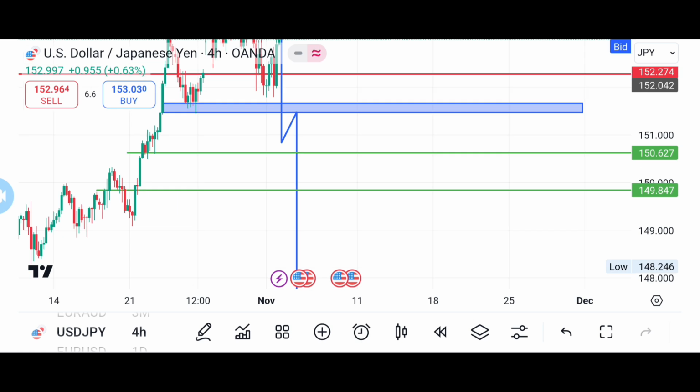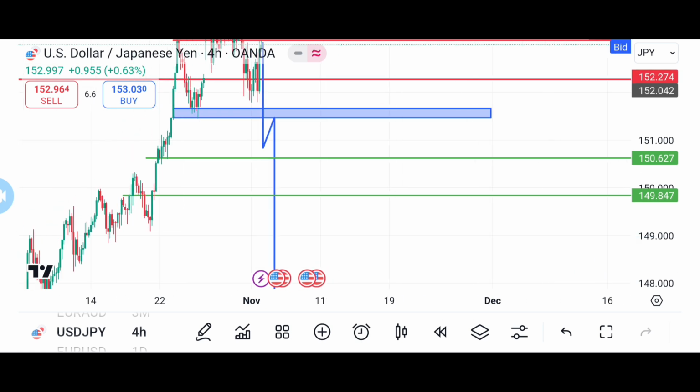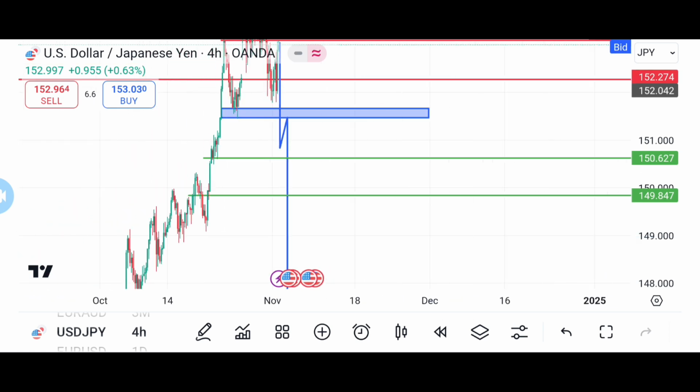And please put this pair on your watch list, okay, because this is a free signal. Actually, this is a free signal. This is how we are analyzing the market. So if the price obeys those rules, we are taking our TP2 as around 150 or 149.